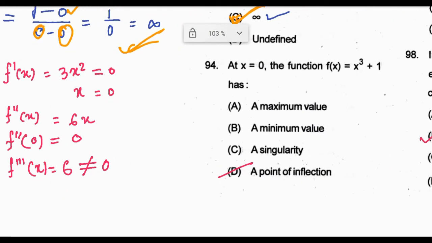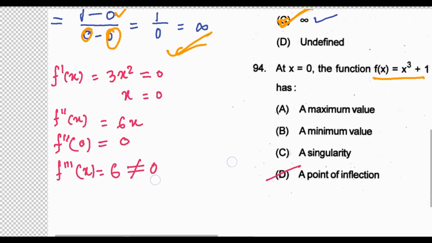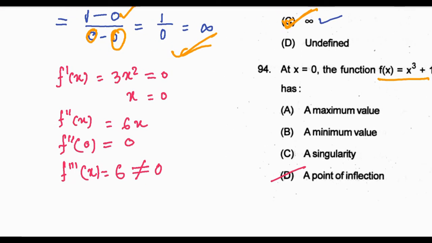at x is equal to 0, the function f(x) is equal to x cube plus 1 has. So here f(x) is given to be x cube plus 1. Now what is f dash x? f dash x is 3x square, which is equal to 0, and x is equal to 0. So 0 here is an optimal point or stationary point. So f double dash is equal to 6x, and for x is equal to 0, this is 0. So we have to find out the next step, and the next step is the triple derivative. f(x) has the triple derivative, which is equal to 6 and which is not equal to 0. So what we are getting, as here we are getting 0 and here not equal to 0, in the next step this is a point of inflection.